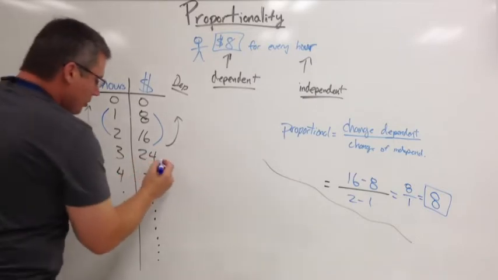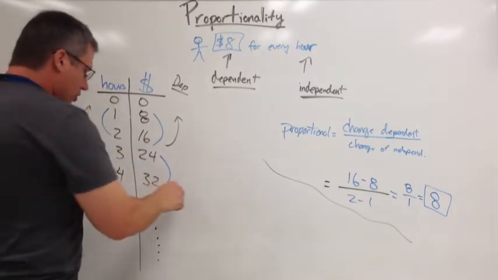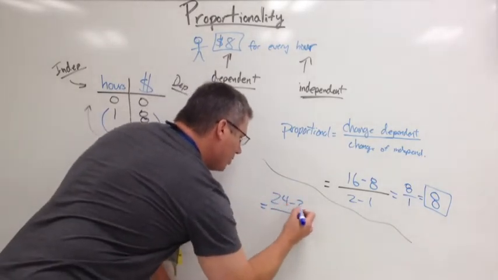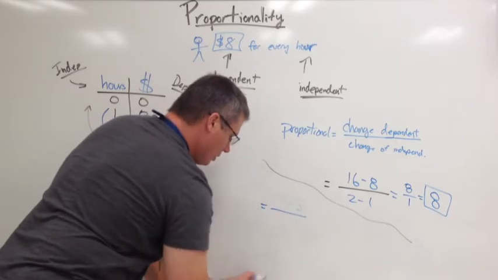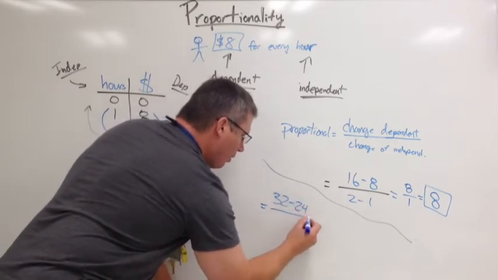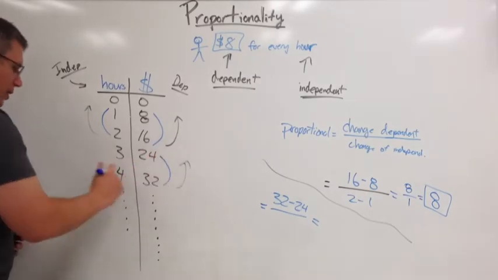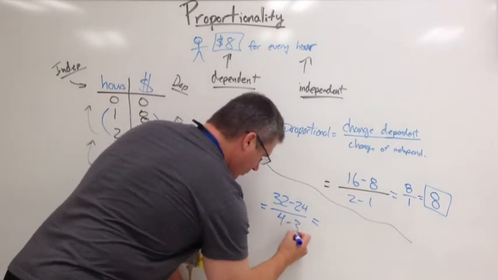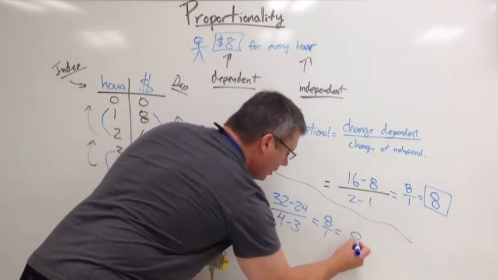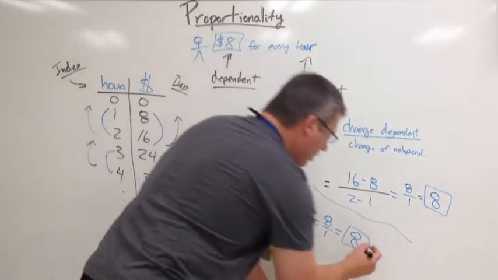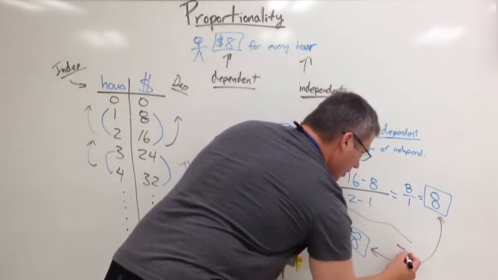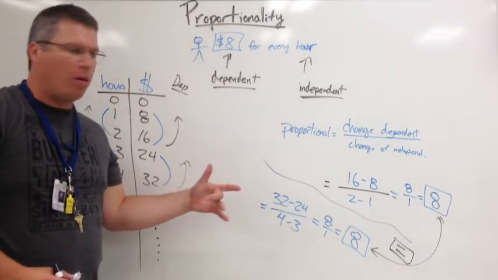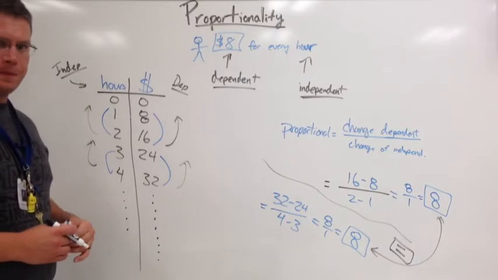So I'm going to pick two other numbers, 24, 32. I'm going to subtract going up. So 24 minus 32, and I said that backwards. 32 minus 24. I picked those two, I'm going to pick these two. 4 minus 3. Guess what? 8 over 1 equals 8. These are equal. Because the change was equal, this table is proportional.